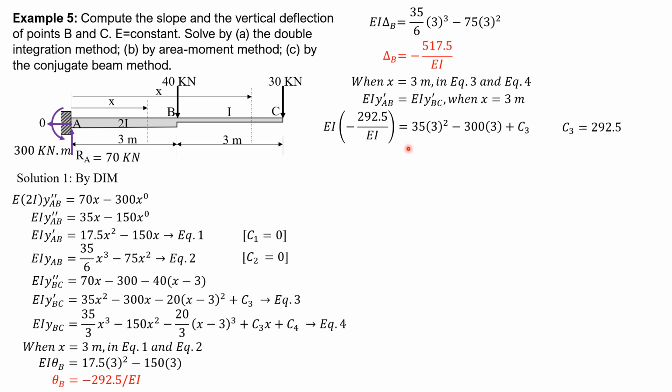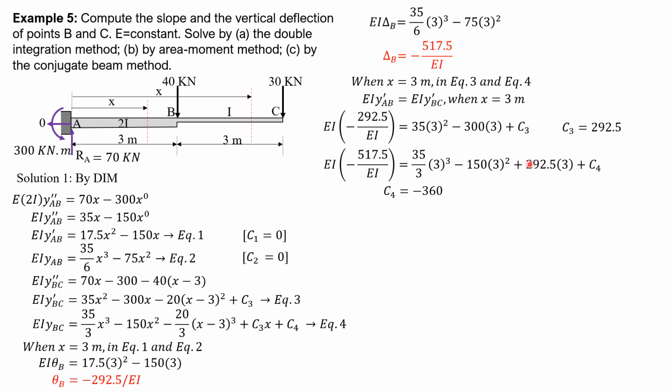Then EI y AB is equal to EI y BC when x is only 3. So EI times negative 517.5 over EI equals 35 over 3 times 3 cubed minus 150 times 3 squared, then minus 0, plus c sub 3, which is 292.5 times 3 plus c sub 4. Solving for c sub 4, c sub 4 is negative 360.